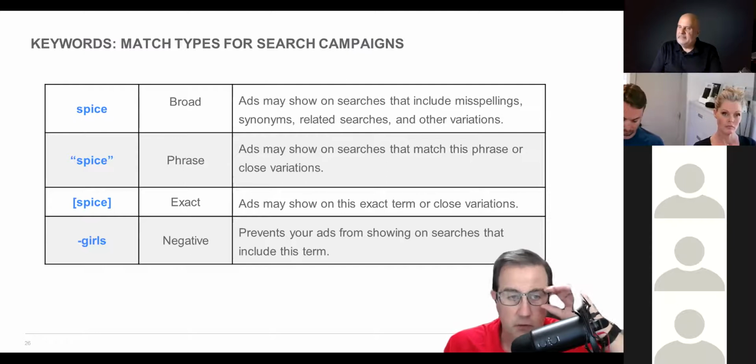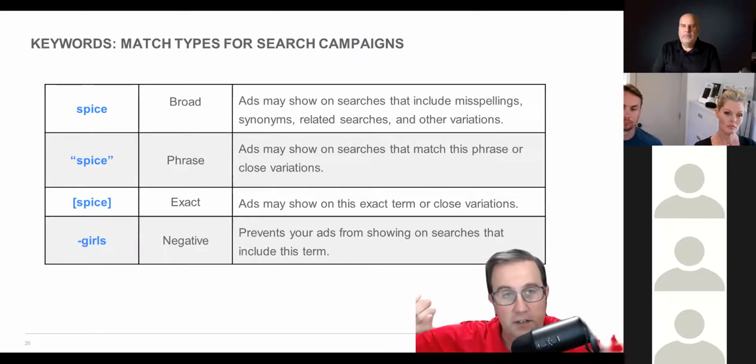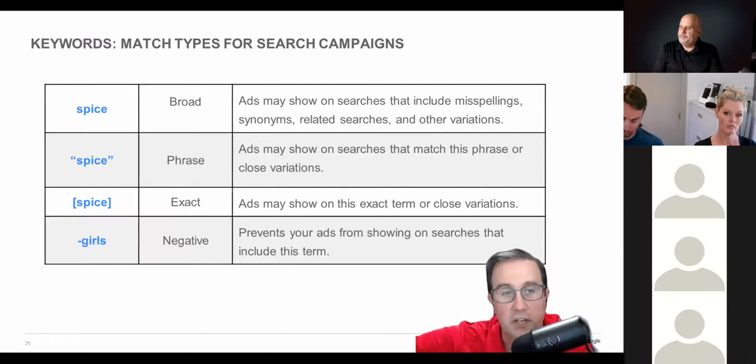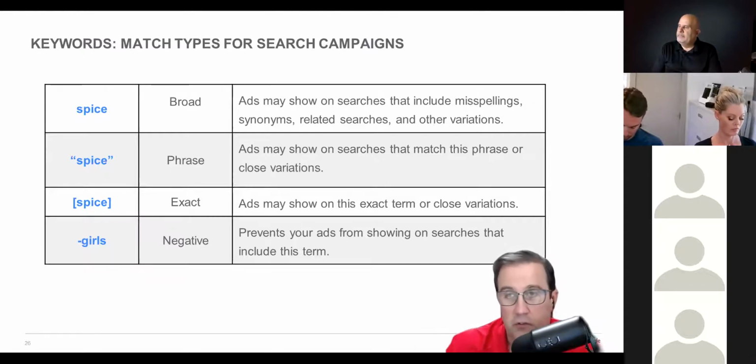So in this example, if you type in "spice," it says ads may show on searches that include misspellings, synonyms, related searches, and other variations. So broad, just like the term implies, is going to cast the widest net. It's going to give a very broad interpretation of "spice." "Seasoning," for example, someone could do a search for "seasoning."